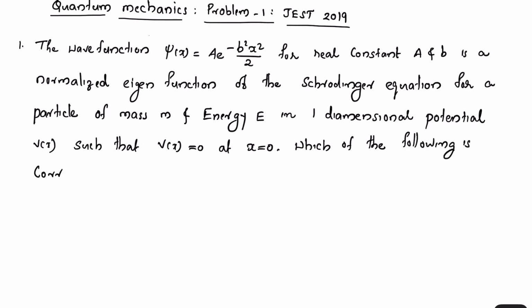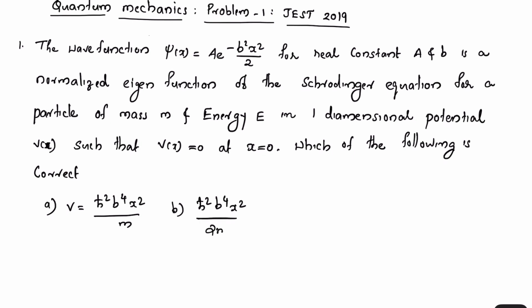Four options are given. The first option is V is equal to h bar squared b raised to 4 x squared by m. Option B is V is equal to h bar squared b raised to 4 x squared by 2m. Option C, the energy eigenvalue E is equal to h bar squared b squared by 4m. Options C and D give the energy eigenvalues. And option D, E is equal to h bar squared b squared by m.